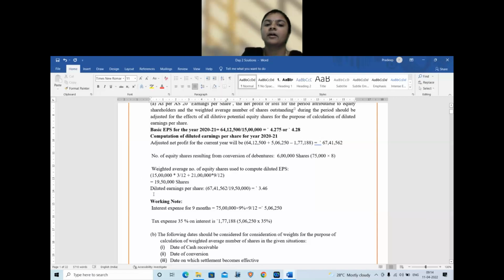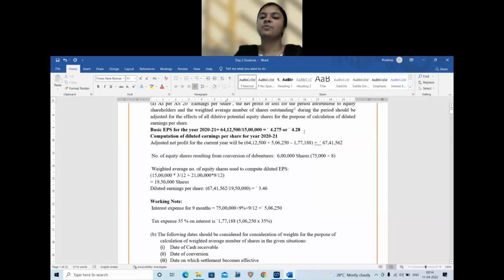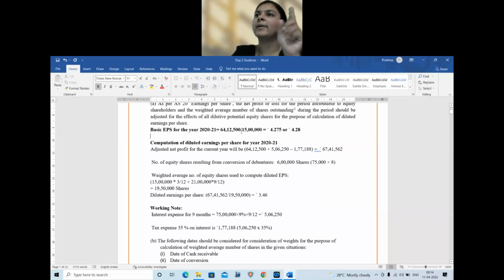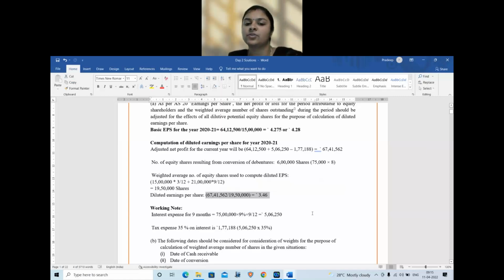So therefore, now calculate. They have asked 2 questions: Basic EPS and diluted EPS. Basic EPS formula is going to be very simple. 64 lakh 12,500 divided by 15 lakhs, which is 4.28 rupees per share. Okay, 4.28. And diluted EPS is what we have calculated now, which is 64 lakh 41,562 divided by 19 lakh 50,000, which is 3.46.